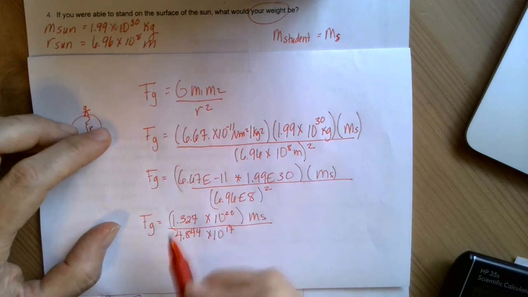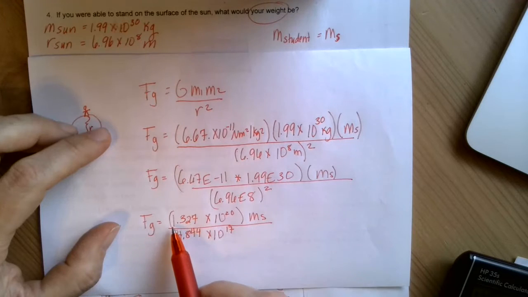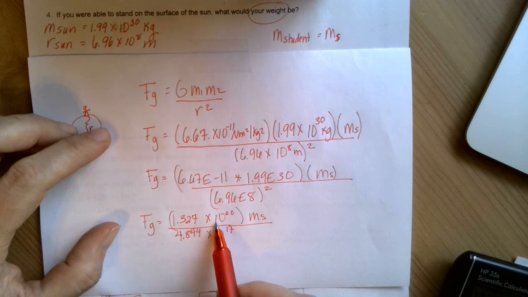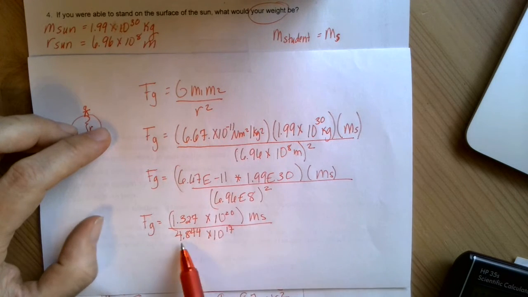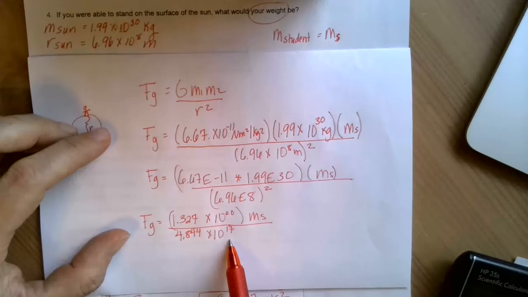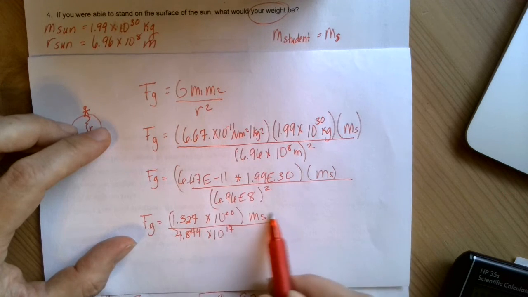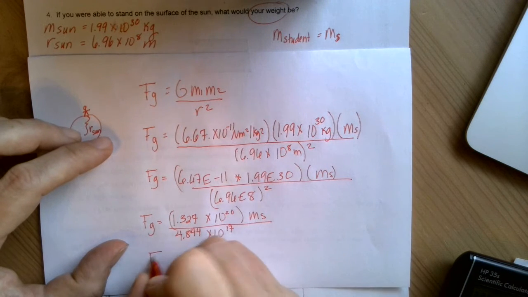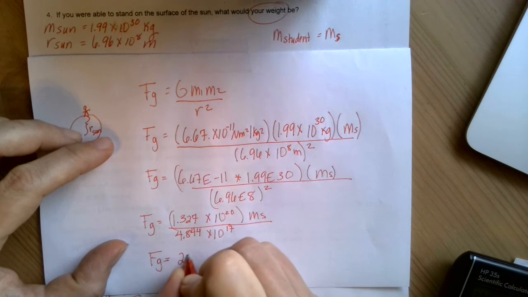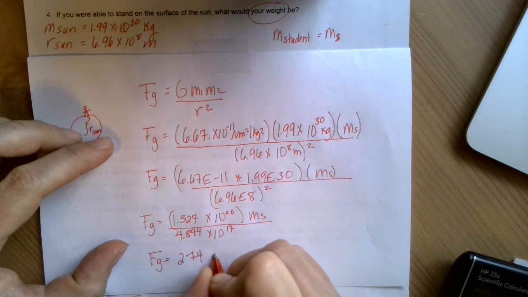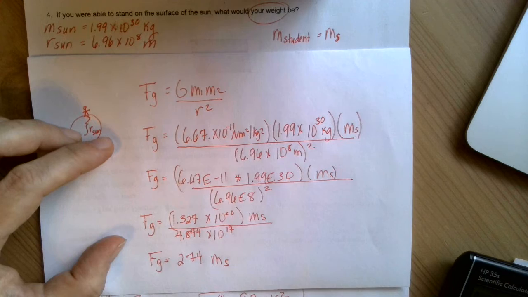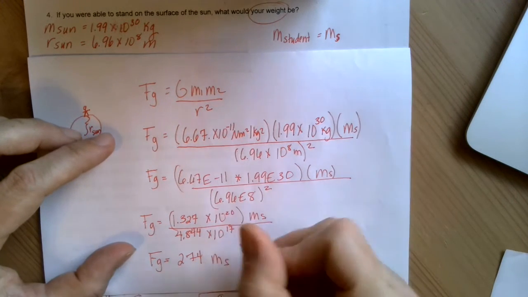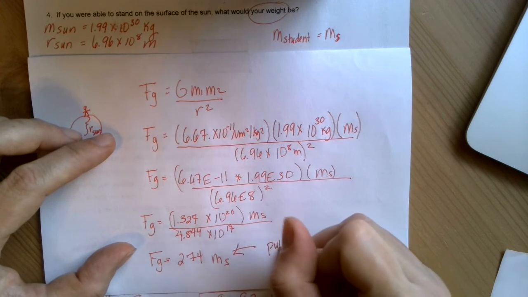Okay, so I typed this into my calculator. I got 1.327 times 10 to the 20 on the top and 4.84 times 10 to the 17th on the bottom. And then we still have the mass of our student. I'm going to go ahead and do the math there. And I get that FG equals 274 times whatever the mass of the student is. So to find your answer, put in your mass here.